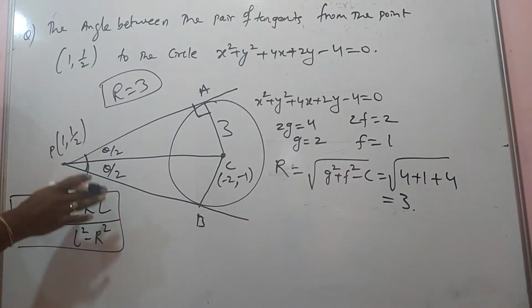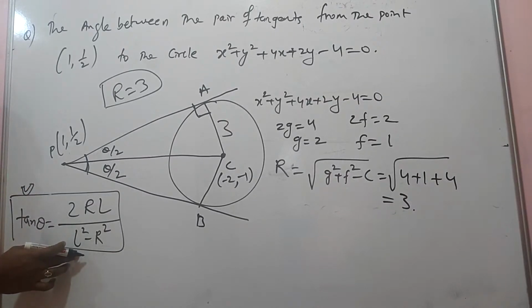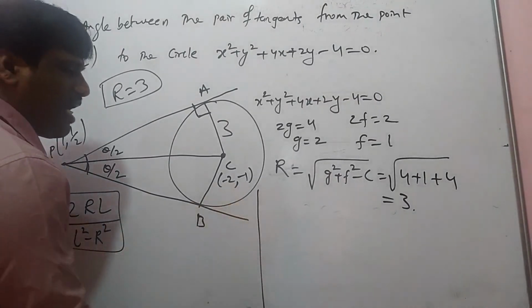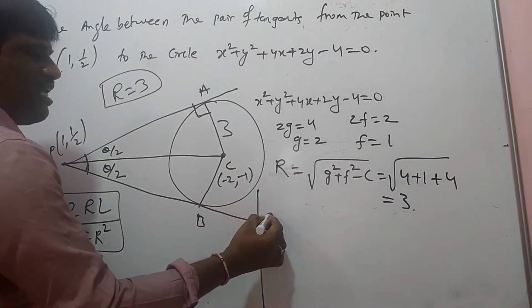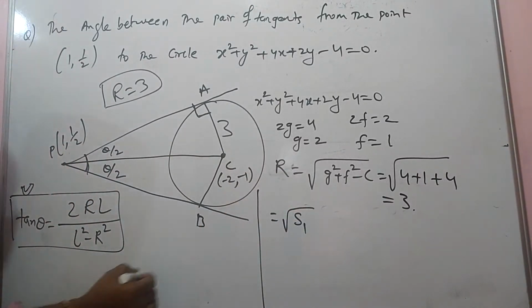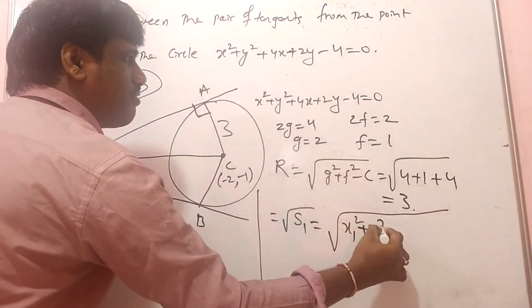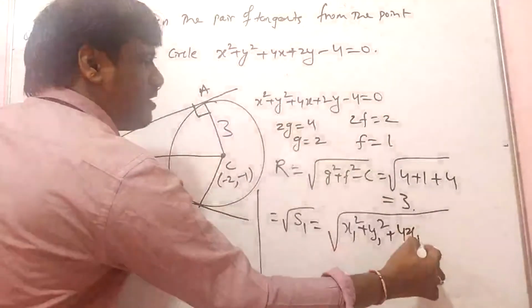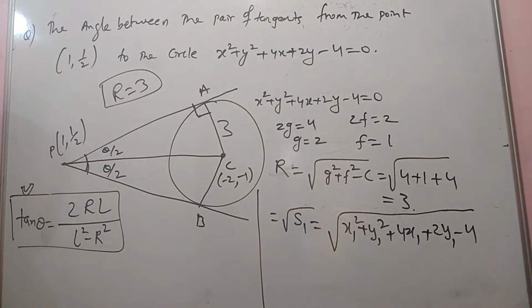But I don't prefer this. I go for the direct formula, tan theta. So I can find sine, cos, anything because you have this formula. I explained this formula. So what I do now is find the length of the tangent. What is the length of the tangent? Under root S1 is the length of the tangent. So under root S1 formula is: under root of x1 square plus y1 square plus 4x1 plus 2y1 minus 4. This is the length of the tangent formula.